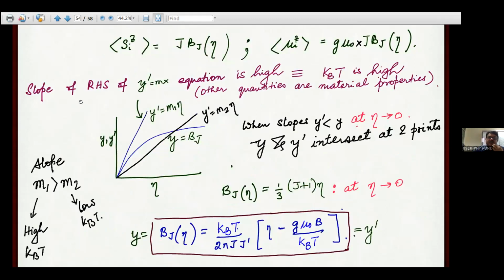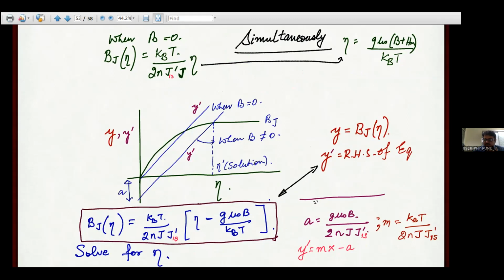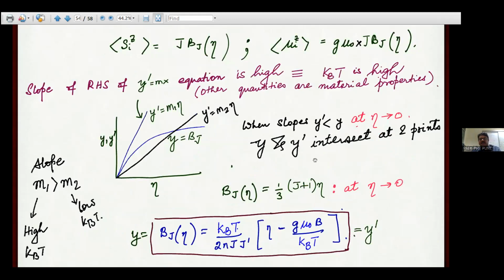So what is the slope of the right hand side of the equation? It's kBT, right? So if kBT is 0, slope is 0. If kBT is infinity, slope is infinity. N, J dash, the number of neighbors, the Ising interaction J will be for the Ising model half, right? But in general, it can be more.